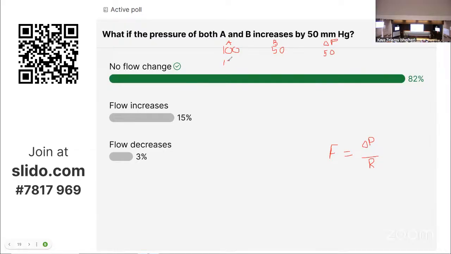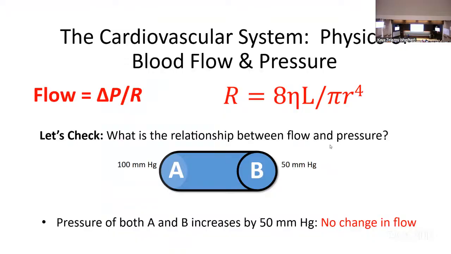The change we've made is we've increased each of these by 50. So we've got 150 now, and I've got 100. We still have that same pressure difference. Our delta P stays the same. It's still 50. So there's no change to our flow in this example. It doesn't matter how big these values for A and B are. All that matters is the difference between them. So no change in the flow for number 2.